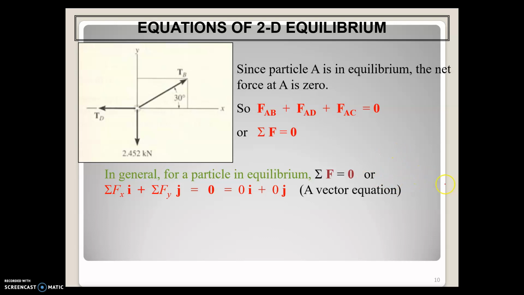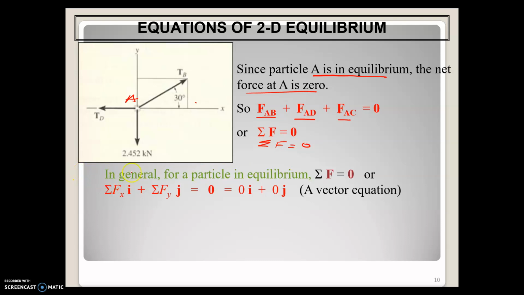So, since this particle is in equilibrium, the net force at A is 0. Okay, is given, right? Since particle A is in equilibrium, the net force dekat A ni is 0. So, FAB plus FAD plus FAC, which is you punya weight tadi kan, is equal to 0, ataupun summation of forces is equal to 0.